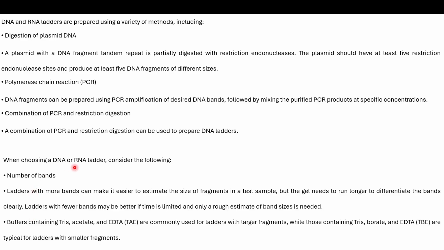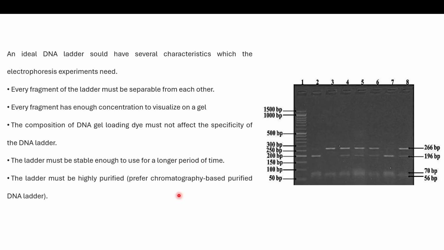While choosing the DNA or RNA ladder, we should consider how many bands it gives. Ladders with more bands can make it easier to estimate the size of fragments in a test sample, but the gel needs to run longer to resolve the bands clearly. Ladders with fewer bands may be better if time is limited and only a rough estimate of band sizes is needed. Buffers containing Tris acetate EDTA are commonly used for ladders with larger fragments, while those containing Tris borate EDTA are typical for ladders with smaller fragments. This is how the ladder looks.